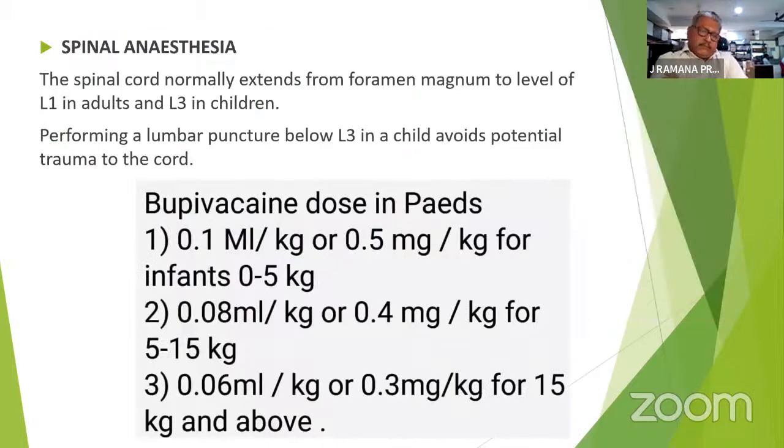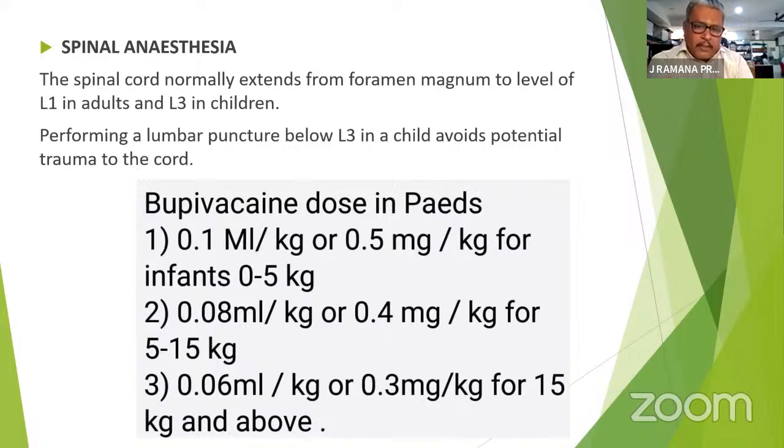Spinal anesthesia. The spinal cord normally extends from foramen magnum to the level of L1 in adults and L3 in children. So, performing a lumbar puncture below L3 in a child avoids potential trauma to the spinal cord. The coverings, arachnoid and dura, extend up to S2 vertebra.